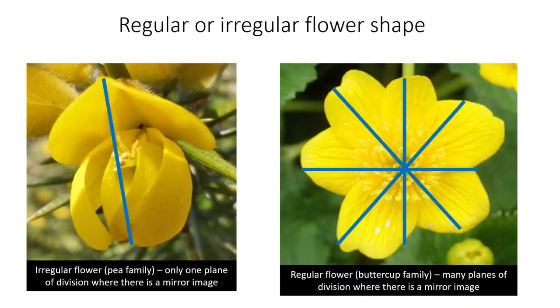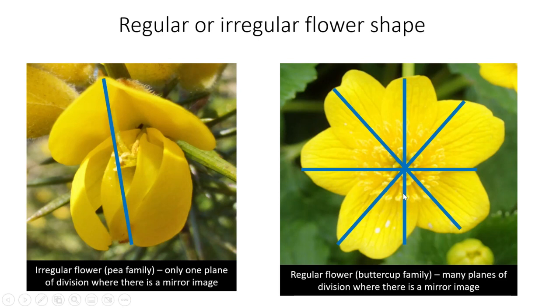And another thing to think about is what's called the planes of division, so regular or irregular flower shape. Now, you have to kind of believe me when I say this, but the pea family there, if you were to draw a line and think about how can I get a mirror image of the flower, there's only one plane of division where you can fold the flower over and get the same structure or shape. So that's called an irregular flower or a zygomorphic flower.